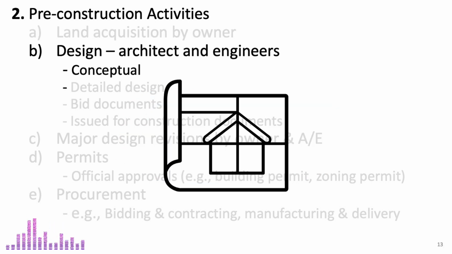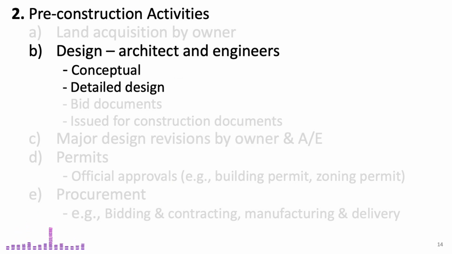Next is design, which is typically carried out by architects and engineers. The design process can be broken down into different phases. Conceptual design is the first stage, where general ideas and plans are created, giving a broad view of the project. The next step is detailed design, where the plans are refined and specific details about how the project will be built are outlined. Then come the bid documents, which include all the necessary information for contractors to submit their bids, such as project specifications, timelines, and required materials.